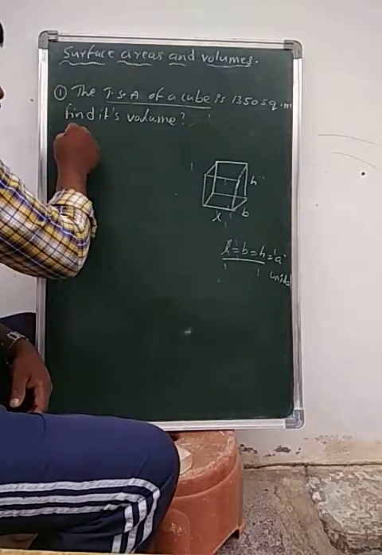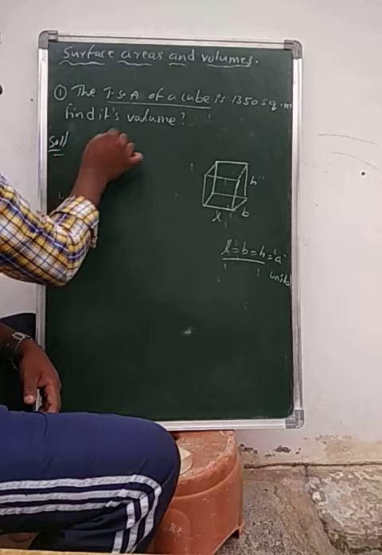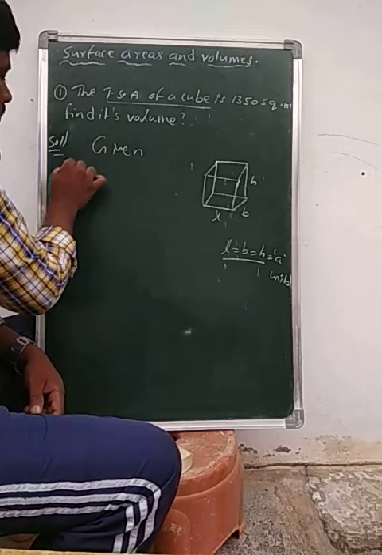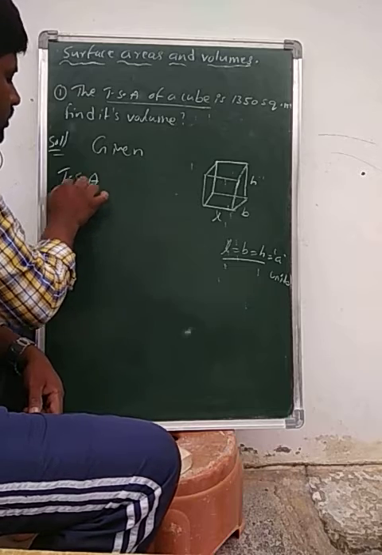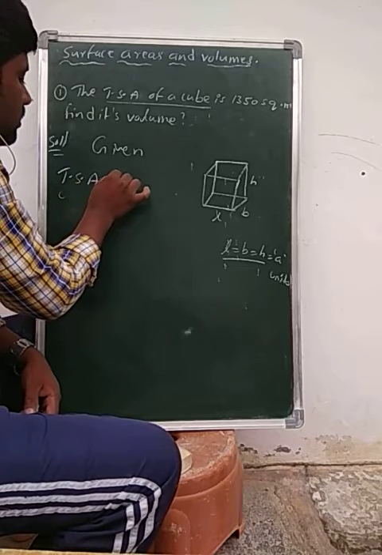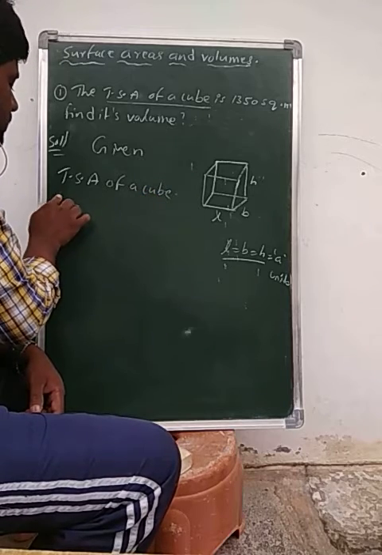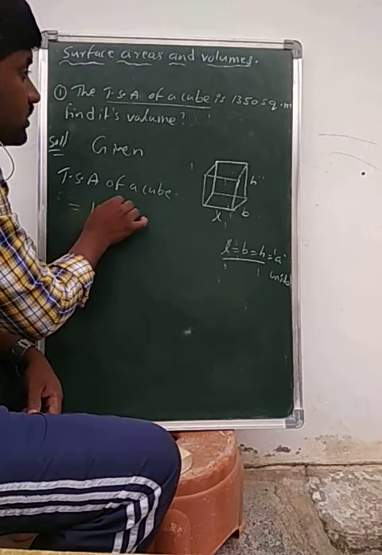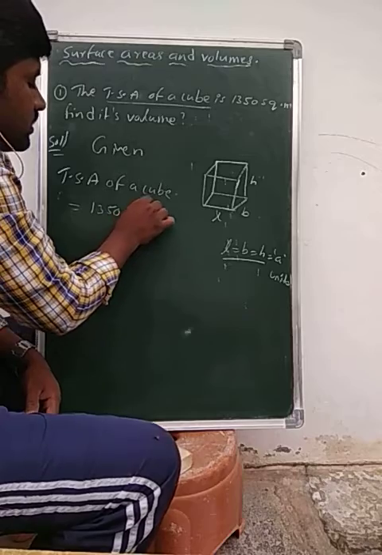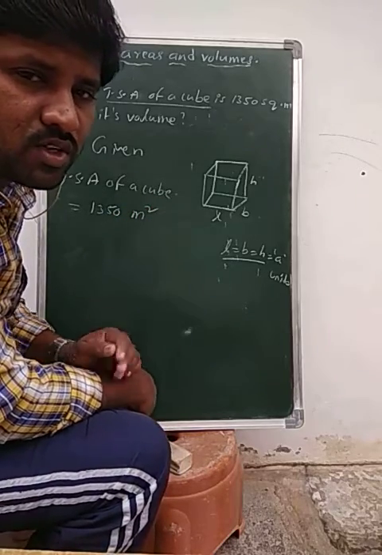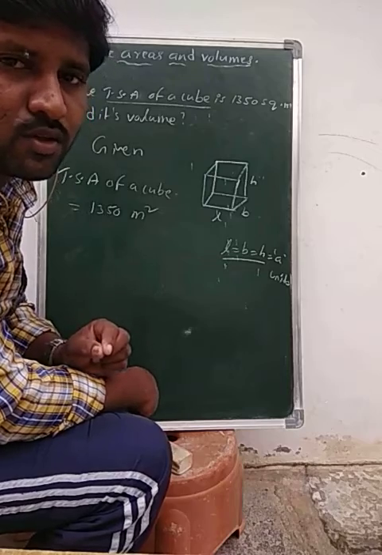Now coming to the question, given data. Given: TSA, total surface area of a cube is equal to 1350 square meters. We know what is the formula for the total surface area of a cube, na?